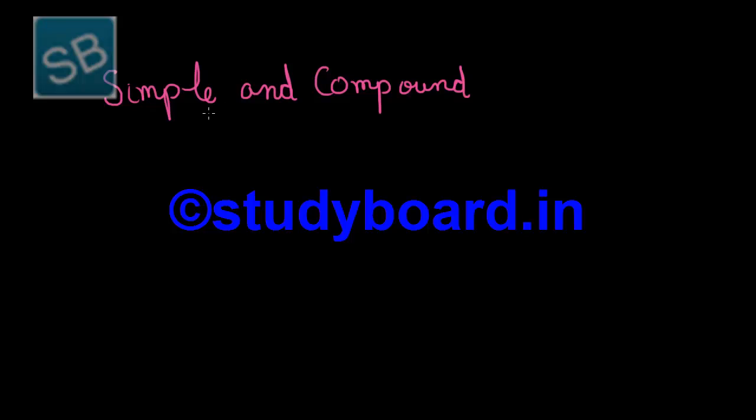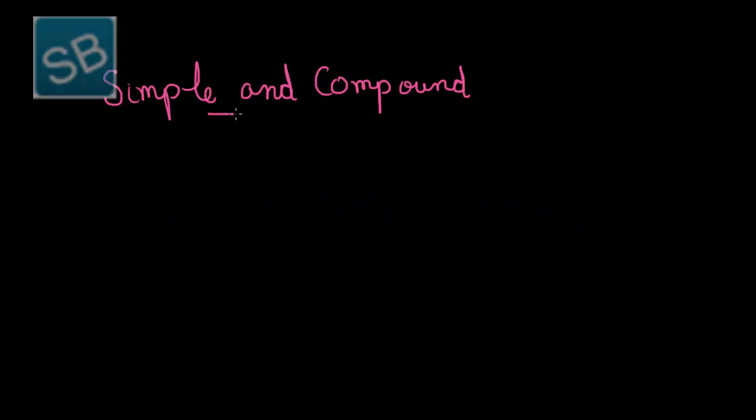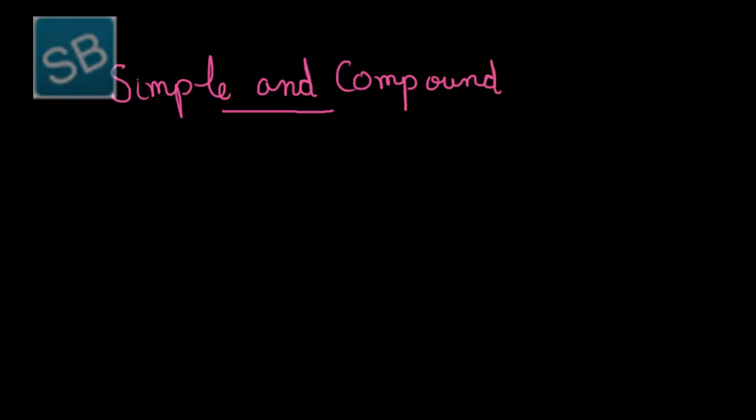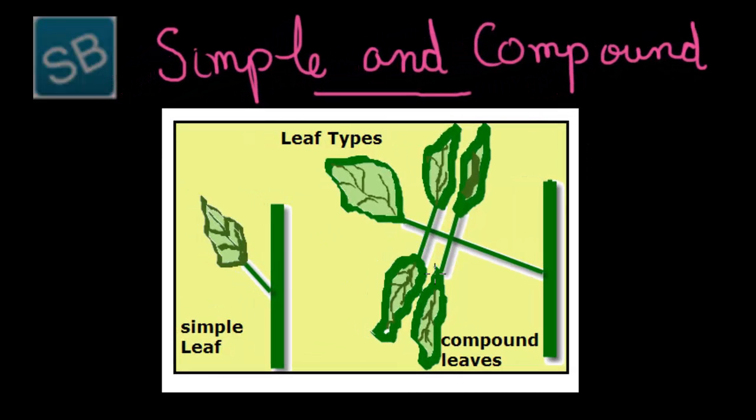Till now we have studied about the type of venation. Now we will understand the types of leaves in which venation occurs. Leaves are basically of two types, simple and compound. This figure represents simple and compound leaf.